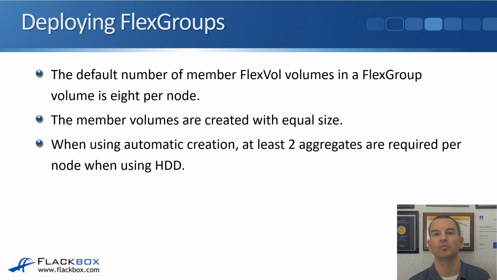So when you create the FlexGroup, you specify the size that you want the FlexGroup to be, and then the system is going to automatically calculate what size the member volumes will be. The way it does that is by putting 8 member volumes per node. Each member volume is going to be the same size, and it just does the division to figure out what size to make each of those volumes.